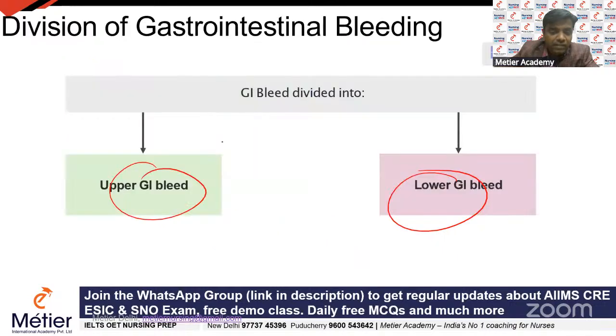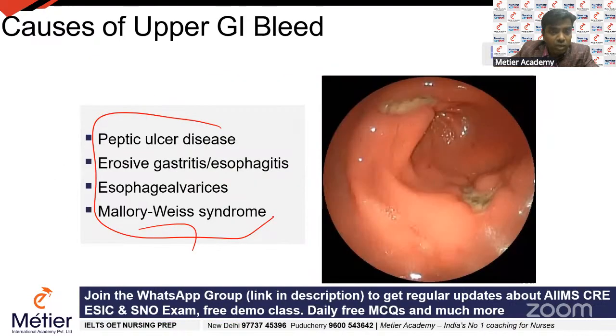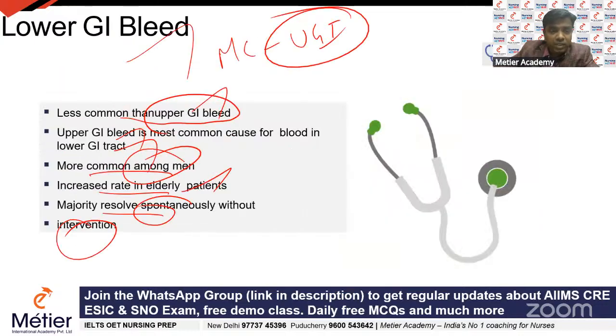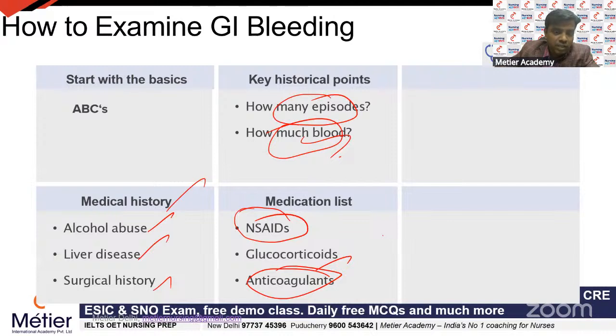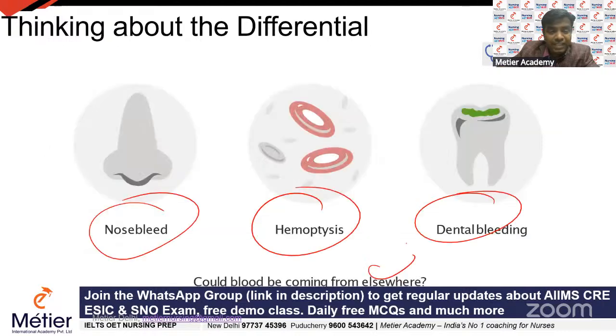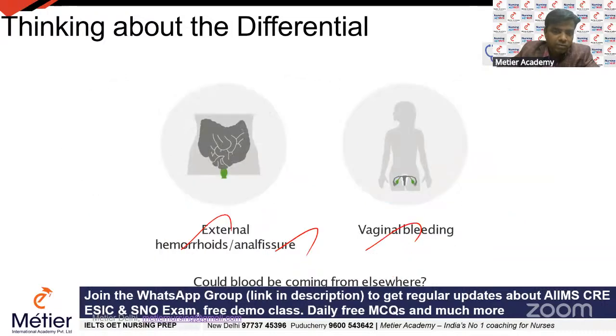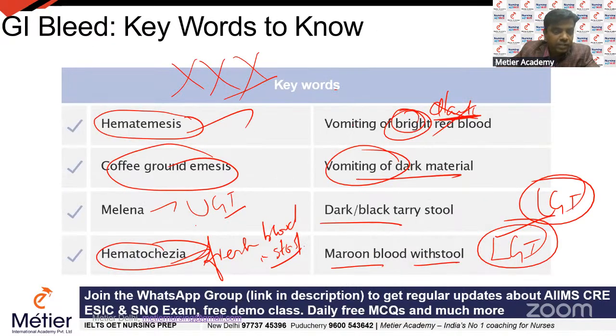In this case study we have discussed upper GI bleed, lower GI bleed, their causes, and how to examine with proper assessment: airway, breathing, circulation, which medications cause bleeding, the medical history, how many episodes of bleeding, and how much blood is lost. Blood can leak from the body through nasal bleed, hemoptysis, dental bleeding, hemorrhoids, anal fissures, and vaginal bleeding such as abruptio placenta and placenta previa. Keywords in exam questions: hematemesis, coffee ground emesis, peptic ulcer disease or vomiting of dark material are upper GI sources. Melena is also an upper GI source, and hematochezia is from lower GI bleeding.